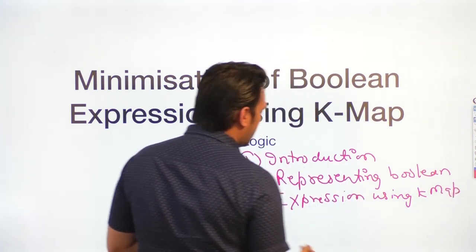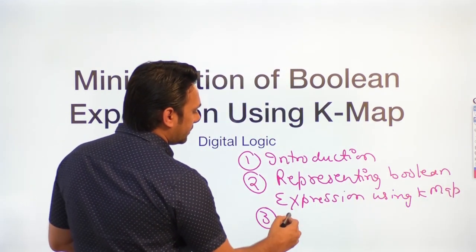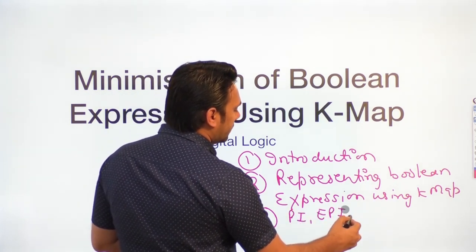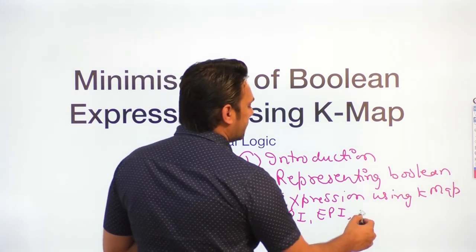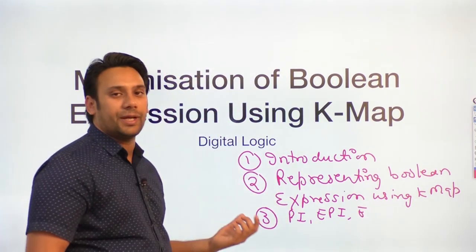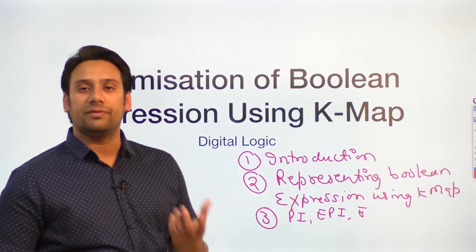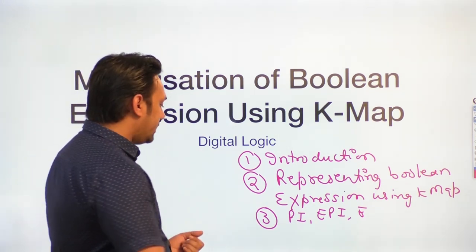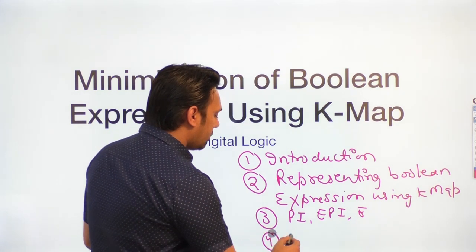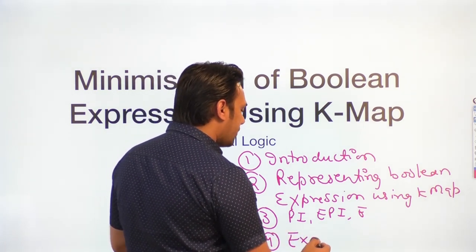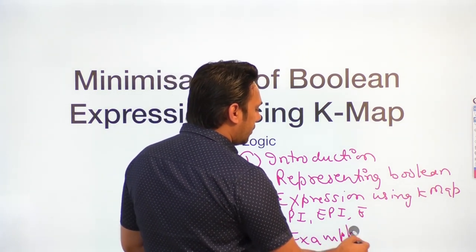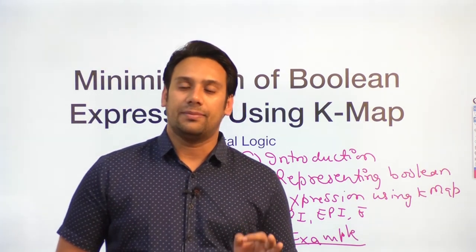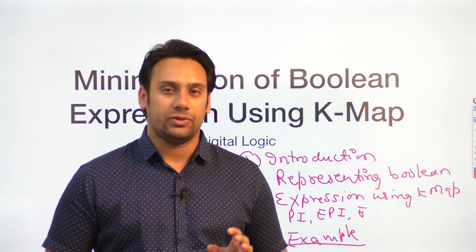And third, we are going to look at what are the prime implicants, what are essential prime implicants, right? And what are just implicants? Because if we know what are implicants, prime implicants, and essential prime implicants, it will become very easy for us to minimize any Boolean expression. And then again, I will take a lot of examples so that everything should be crystal clear with you guys. Aap sabhi ke saath sabhi cheeze bilkul acche se crystal clear honi chahiye.